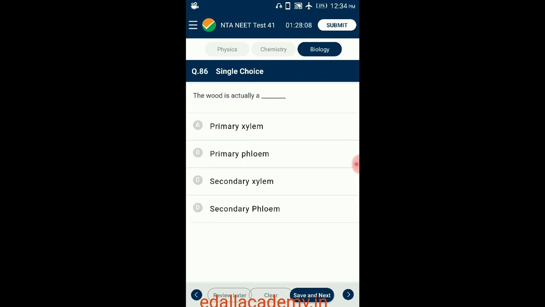Question number 86. The wood is a secondary xylem developed from the lateral meristems or lateral cambium. The older xylem is filled with tyloses, resins, tannins and other excretory plant products that make it hard, thus forming the wood. So the answer for this question is option C, secondary xylem. Wood is actually a secondary xylem.